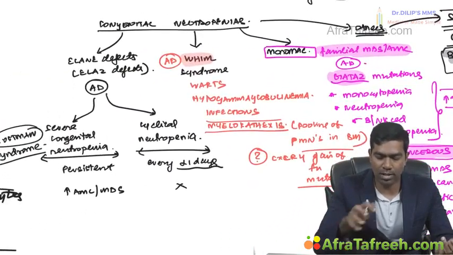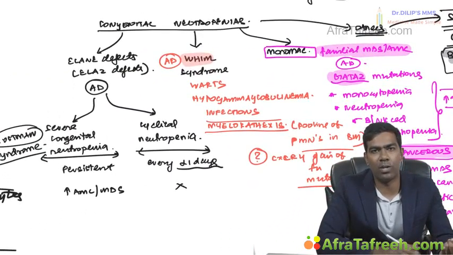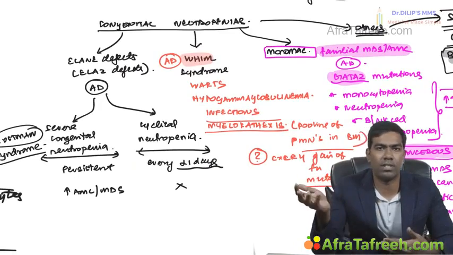So these are the conditions that produce congenital neutropenia, where you have ELANE gene mutations, which is nothing but severe congenital neutropenia, otherwise called Kostmann syndrome, versus cyclical neutropenia. At the same time, you can have WHIM syndrome, you can have Monomac syndrome, and you can have other syndromes which I have discussed already, like Chediak-Higashi and Shwachman-Diamond syndrome, and you can also have benign ethnic neutropenia, which is due to DARC gene mutations.